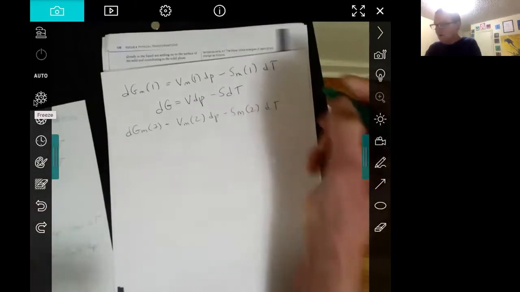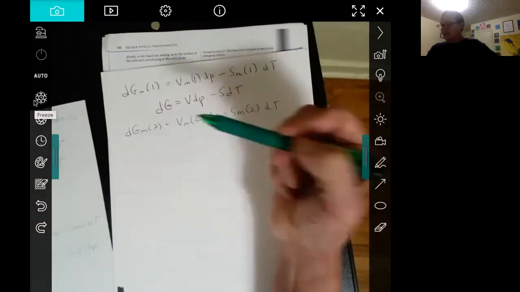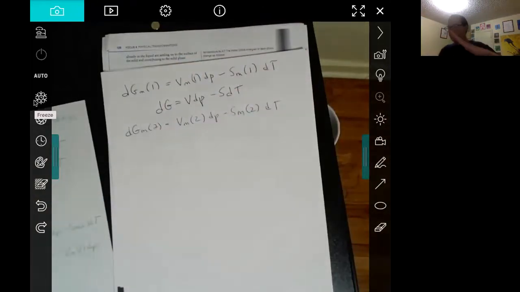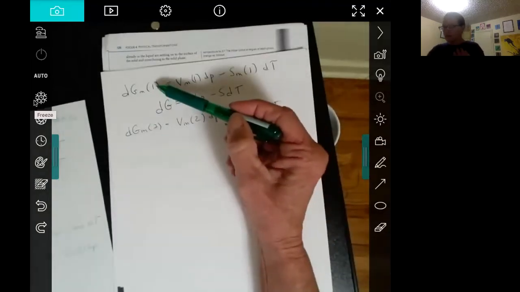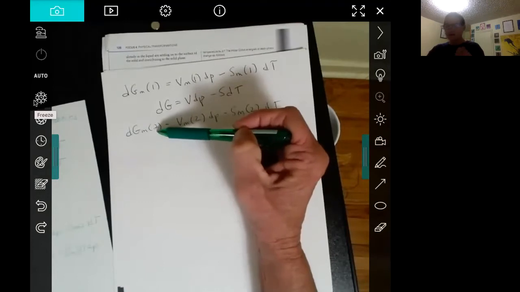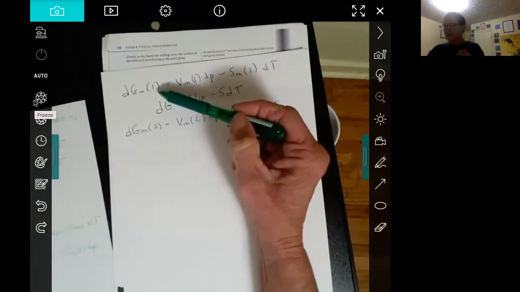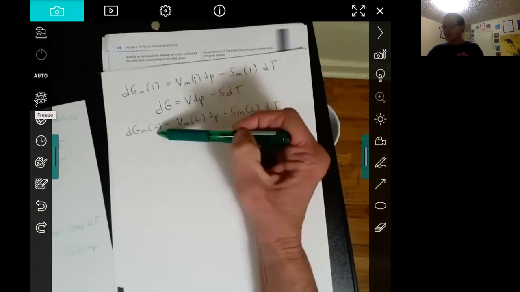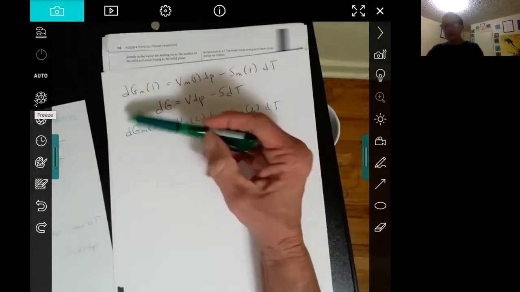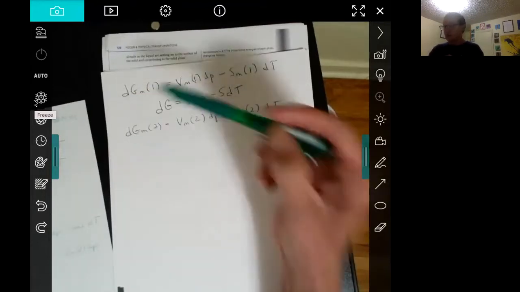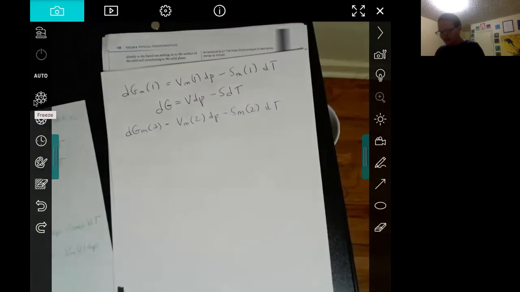And what we know is the change in Gibbs free energy, if we're going to stay on that line where the two phases are in equilibrium, for them to be in equilibrium, this needs to equal this. The Gibbs free energy has to be equal to each other for the two phases. Therefore, the change in Gibbs free energy has to be equal in order to stay on that phase boundary line.